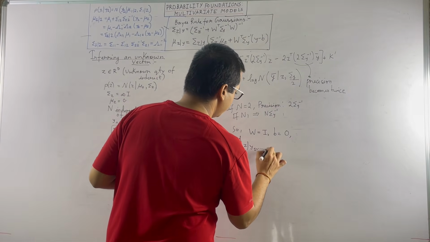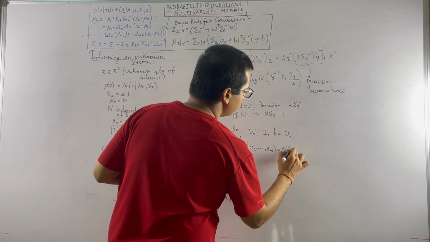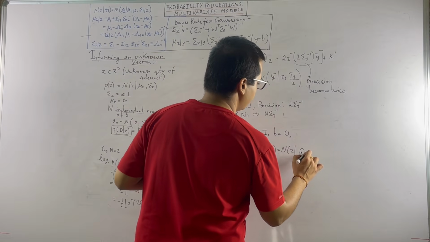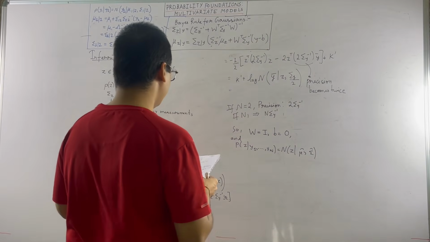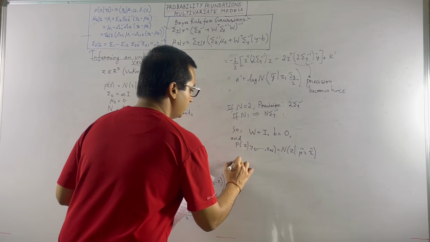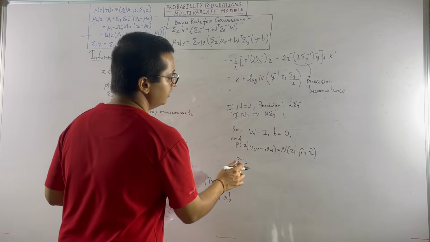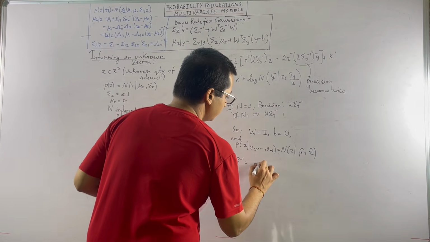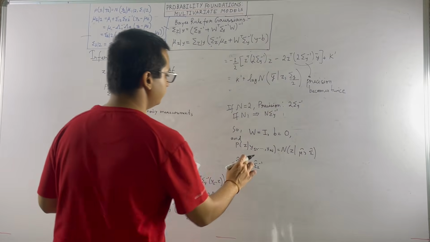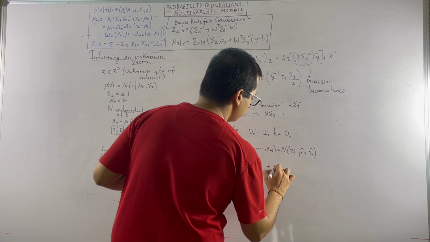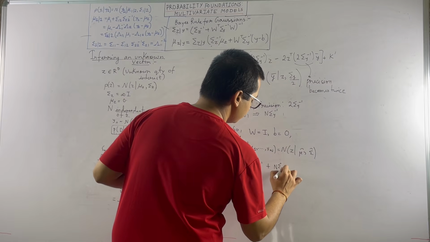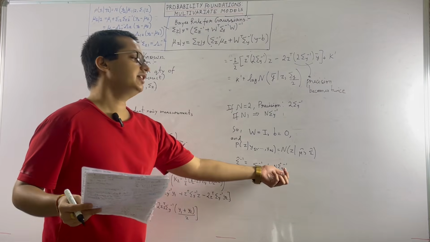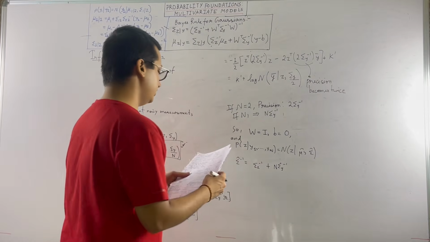So y1 to yn, so here mu hat and sigma hat. Tell me, what is mu hat, what is sigma hat inverse? It's the posterior precision, which is sigma z inverse plus n times sigma y inverse. In terms of precision it is addition, and you just put an inverse for the variance. So this is one thing.